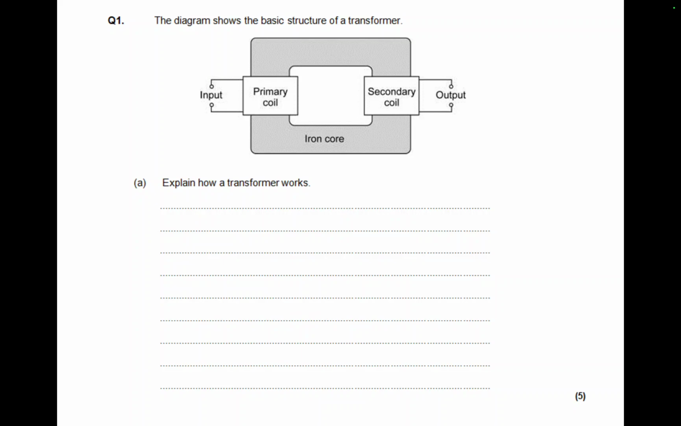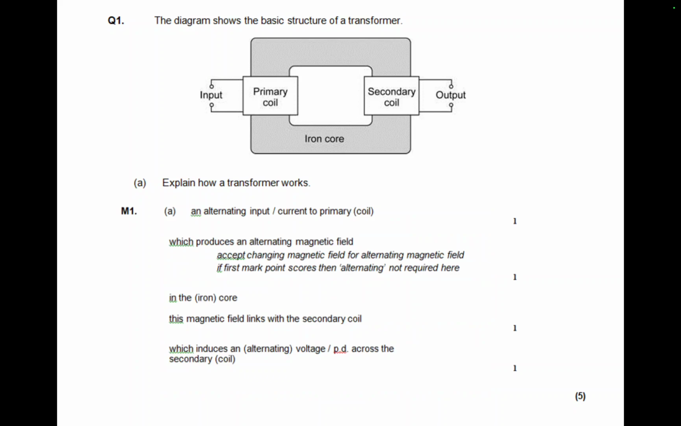Right, so I'll give you the answers to this one, the mark scheme. So once again, alternating current in the primary coil. Normally I say alternating voltage, alternating current in the primary coil. Then you need to talk about your alternating magnetic field inside the iron core. And then at the end you need to talk about your alternating voltage and your alternating current in the secondary coil. 4 marks.